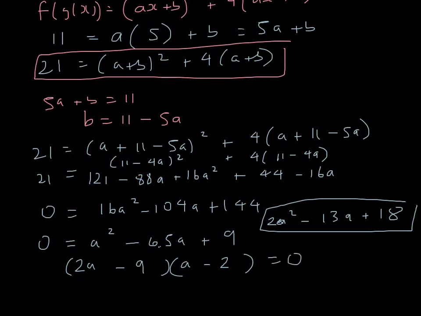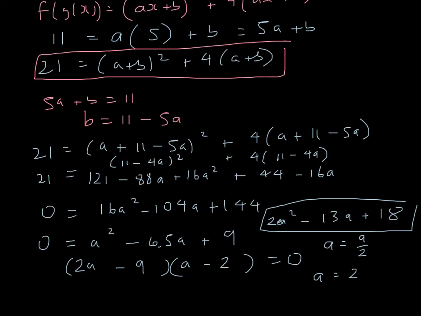Okay, so that means that we've got two possible values for a. Both are positive, which is what they have to be. They're supposed to be positive. So we've got that a for one of them can be 9 over 2, or a could be 2. So that's our two a values. But the party's not over because we haven't found the b values yet. So we can use this nice expression here to work out our b values.